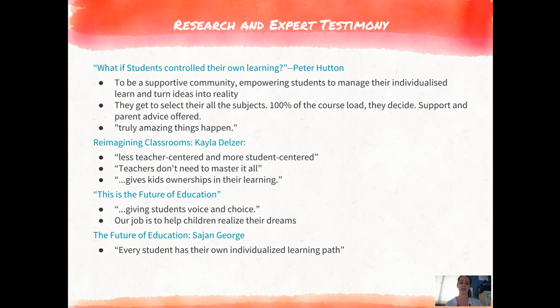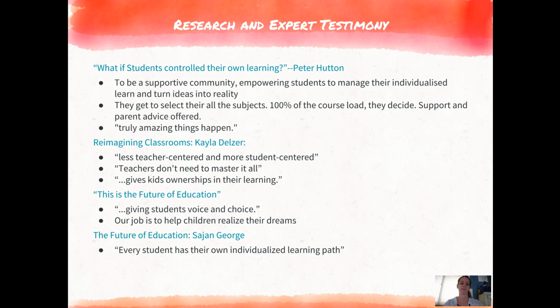In the Future of Education video, not the Sajan George one, but the other one, the author, I think his name is John Spencer, recognized the need to give students voice and choice, and that our job as teachers is to help children realize their dreams. So if we can get kids into schools that really empower them and let them explore their interests and dreams, then why not? And from Sajan George's Future of Education, one quote I got from him was that in his school, just like the one in Peter Hutton's, every student has their own individualized learning path, and I really find value in that, and we have to think about a way to take our physical space and make that happen in multiple school districts.